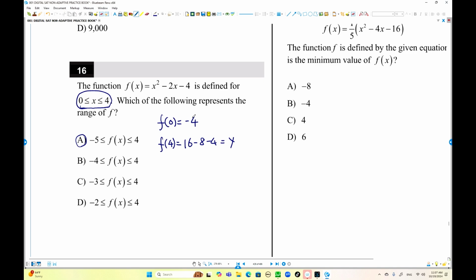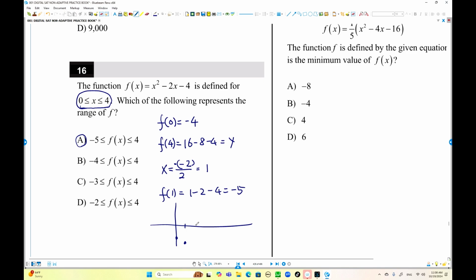But still, this is quadratic, not linear. You have to find the minimum value. Where is the minimum value? By the axis of symmetry, negative b over 2a, the minimum value is when x equals 1, so we're going to check it out. When x equals 1, that is 1 minus 2 minus 4, negative 5, right? The graph looks like this. When x equals 0, that is negative 4, but when x equals 1, that is negative 5.